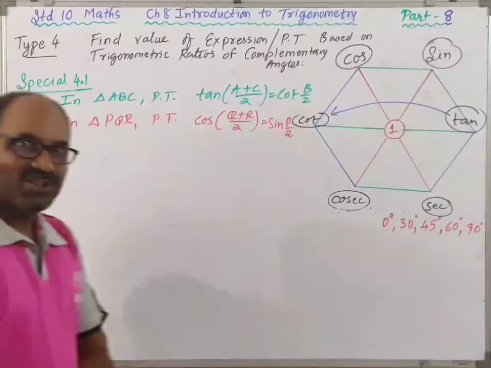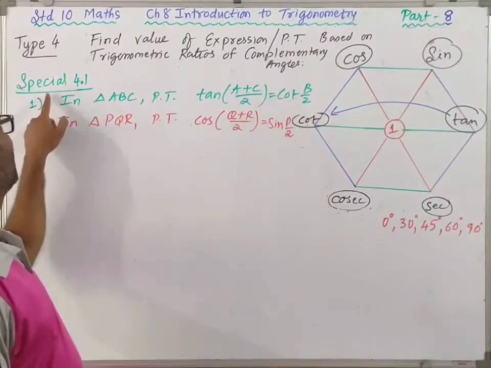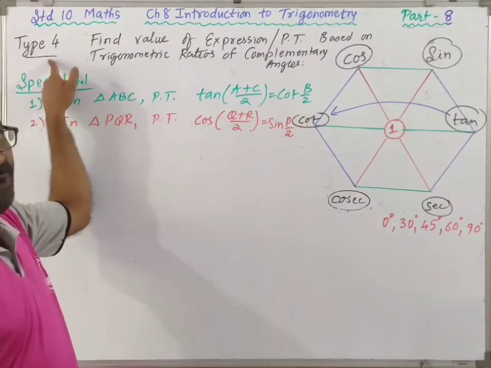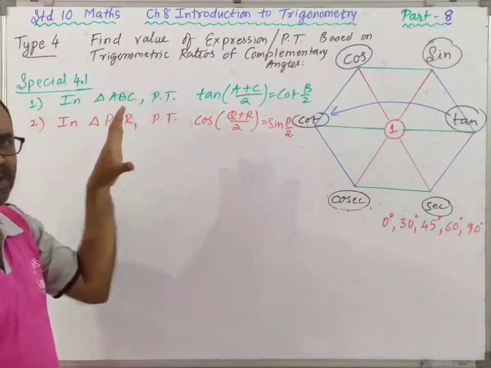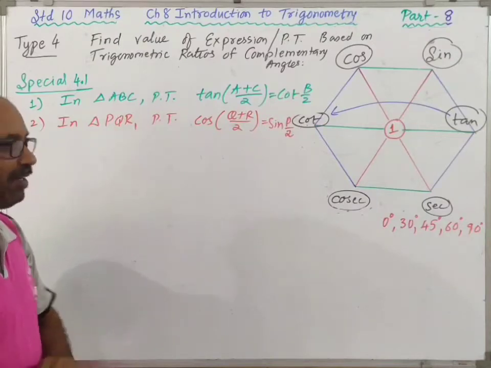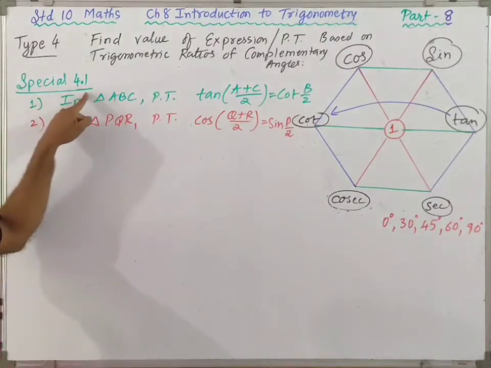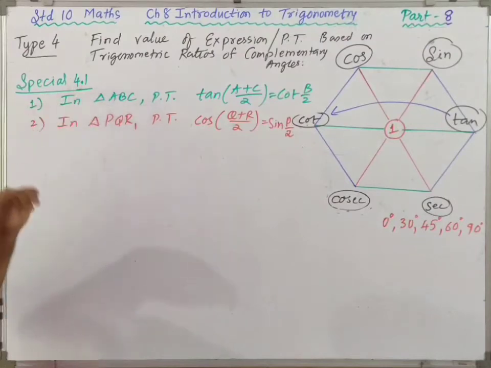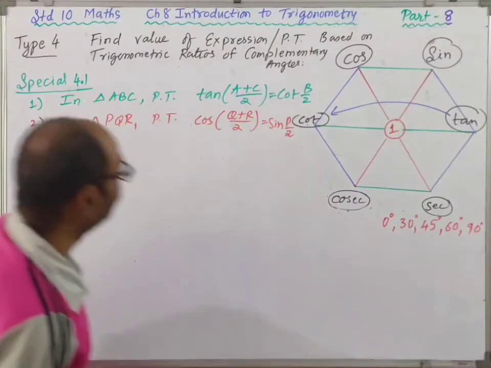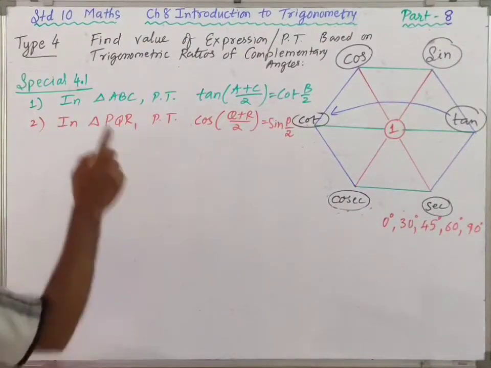Okay. So children, now we'll see special types based on type 4. These are special ones. You have to recall this or practice this again and again. They are very important. I have called this special type 4.1. Then we are going to see 4.2 as well. Alright? Let's go.